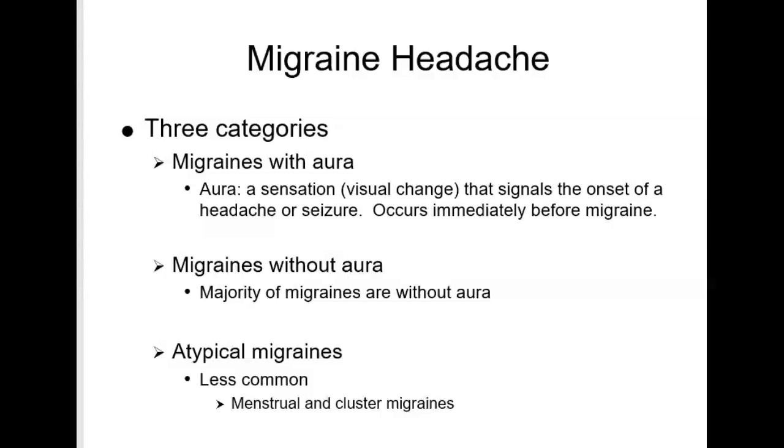Migraines fall into 3 categories: migraines with an aura, without an aura, or atypical migraines. An aura is a sensation, or usually a visual change, that signals the onset of a headache or seizure that occurs immediately before a migraine. The patient may talk about seeing flashes of lights or other types of visual changes or disturbances that are classified as an aura prior to the migraine starting. The majority of migraines are without auras, and less common is the atypical migraine, which occurs in clusters or in relation to a menstrual cycle.